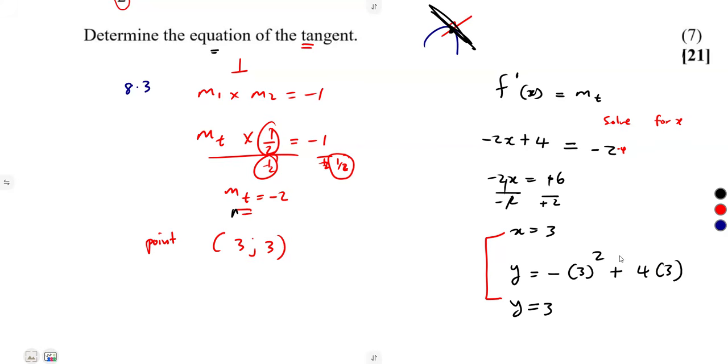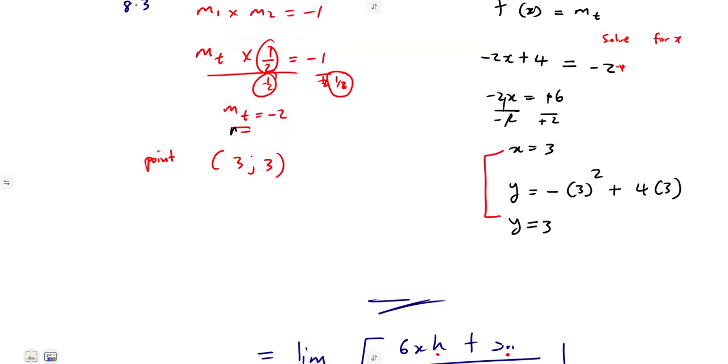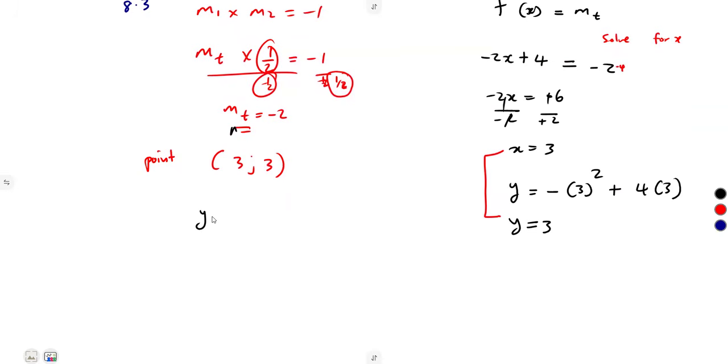So with this, we can find the equation of the tangent, guys. Remember, our question here is to find what? The equation of the tangent, which is given by the equation y is equal to mx plus c, where m is the gradient, and the gradient of the tangent, we know it's what? Negative 2.